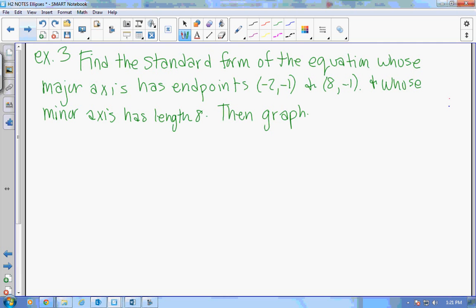Find the standard form of the equation. So what we just boxed up as our answer for the last problem, that's standard form. Find the standard form of the equation whose major axis has endpoints (-2, -1) and (8, -1), and whose minor axis has length 8. Then graph. Sometimes I think graphing first is easier than doing graphing second.